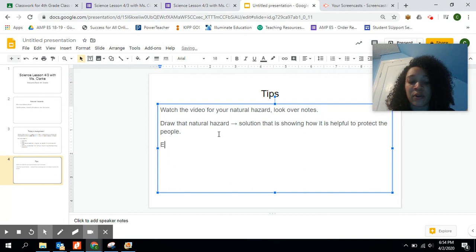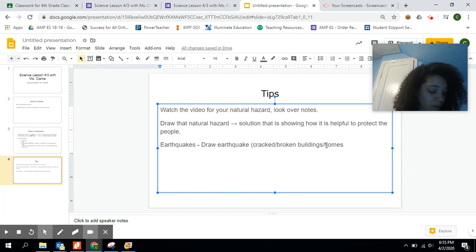So for example, earthquakes, you can be drawing your earthquake, cracked buildings, broken buildings, or homes, right? You can be putting, what else? I have my notes here for today. You could be putting cracks in the streets.